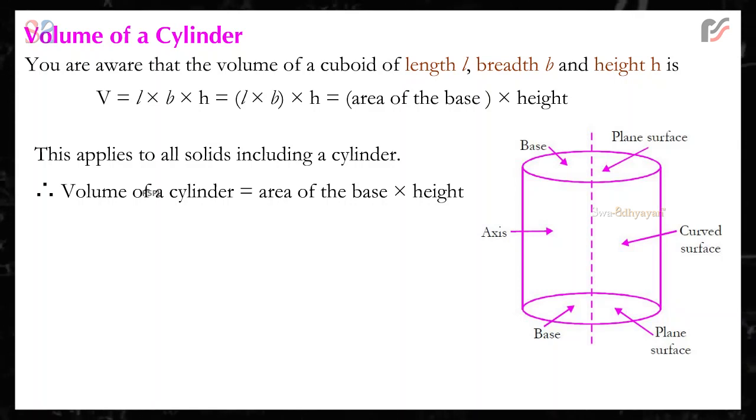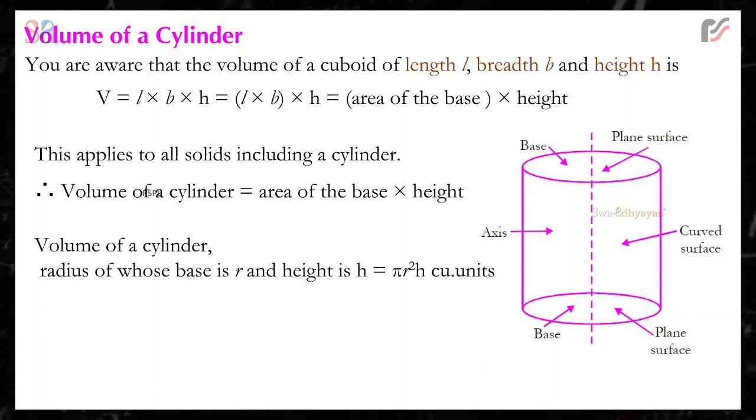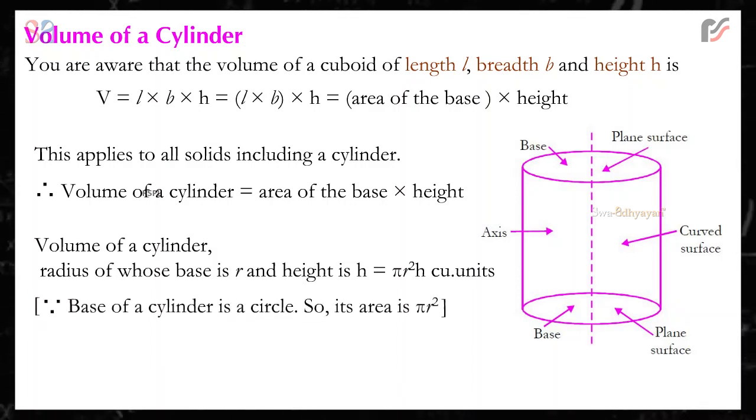This applies to all solids including a cylinder. Therefore, volume of a cylinder is equal to area of the base into height. Volume of a cylinder, radius of whose base is R and height is H, is equal to pi R square H cubic units. Since base of a cylinder is a circle, so its area is pi R square.